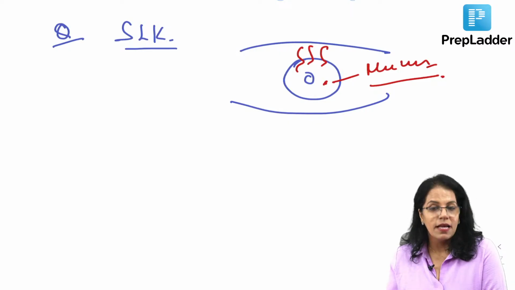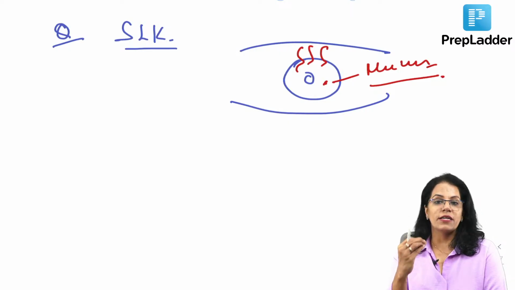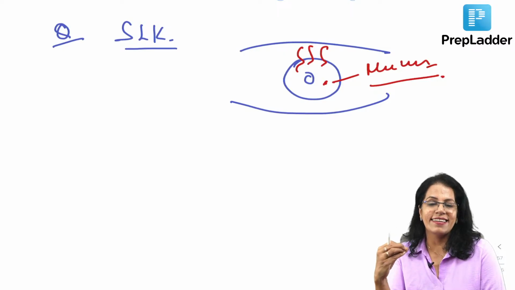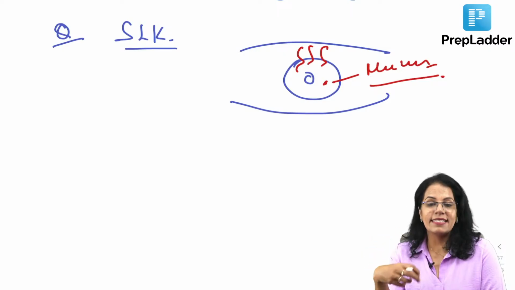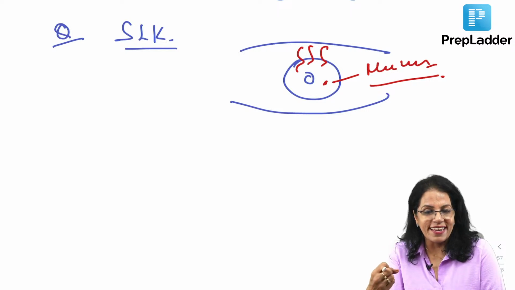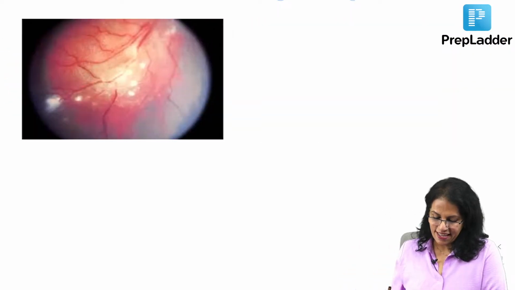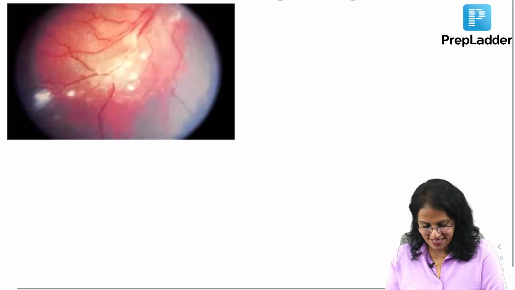Please remember them. Dalrymple, it is lid retraction. Von Graefe, it is lid lag. You should know these. What is Stellwag sign? It is decreased frequency of blinking. Right. Come to the next. What is this image?